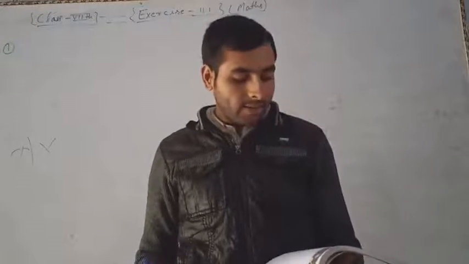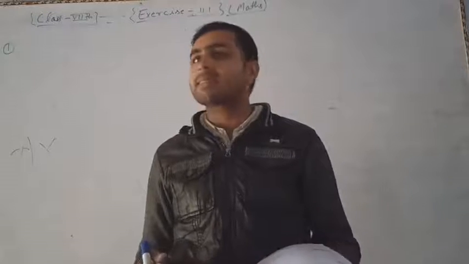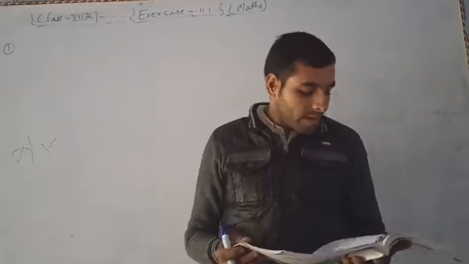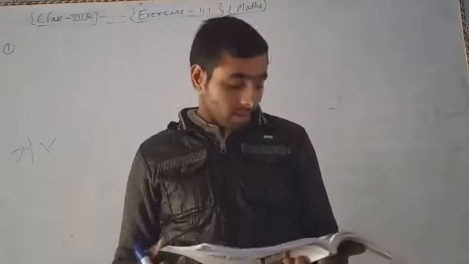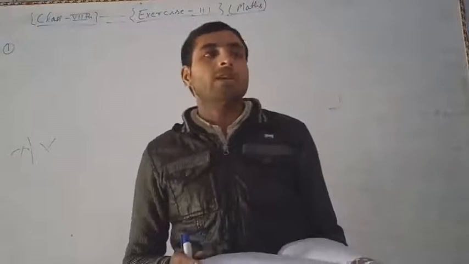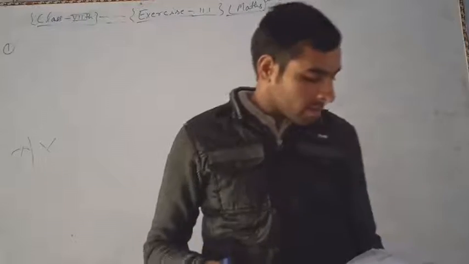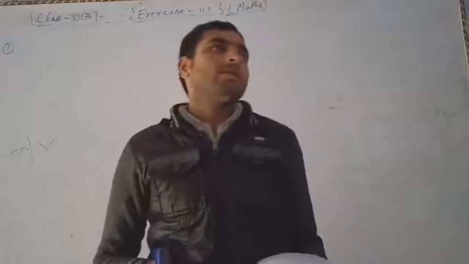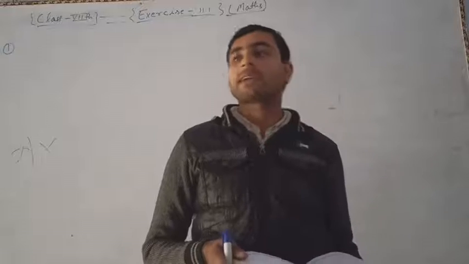A triangle having three sides of different lengths is called a scalene triangle. And what is an isosceles triangle? A triangle having two sides of equal length is called an isosceles triangle. And an equilateral triangle is such a triangle in which all three sides are the same. Okay, and on the basis of angles, triangles are also of three types: acute angle triangle, right angle triangle and obtuse angle triangle.